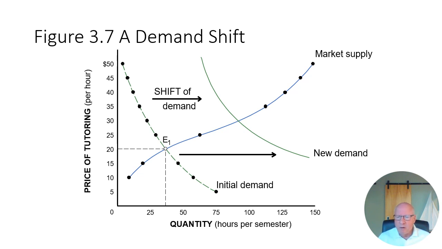Let's go back and remember from several slides ago, we worked through what the determinants of demand were. And remember, by determinants we mean anything other than the price, because the price only controls the quantity demanded, but we're talking now about shifting the entire demand curve. Remember, one of those things was income.